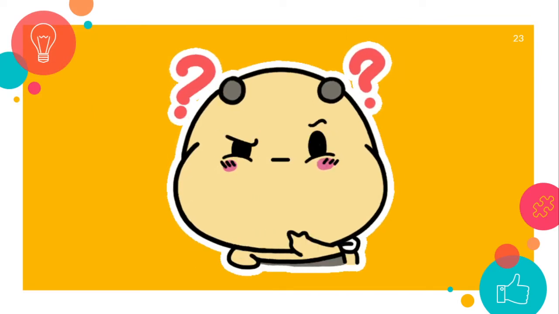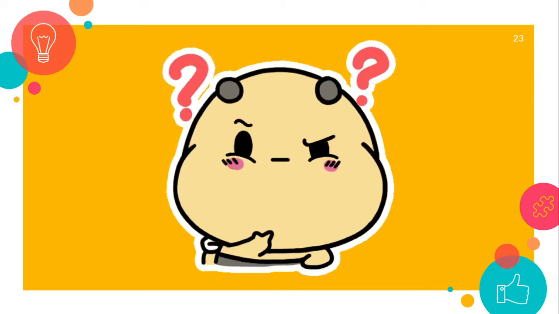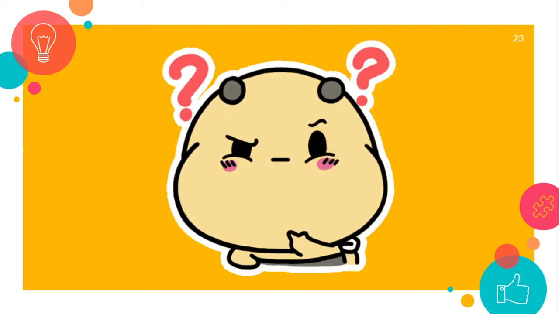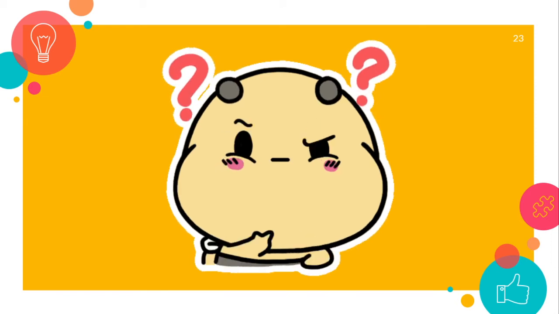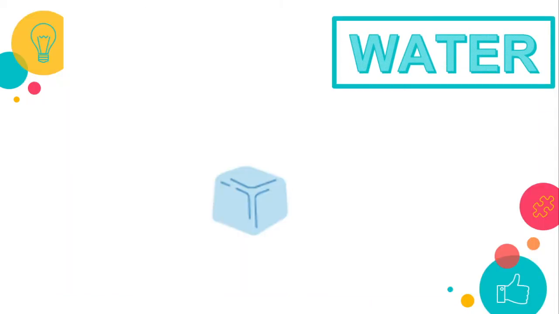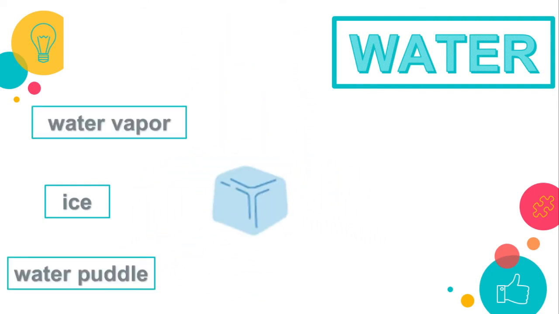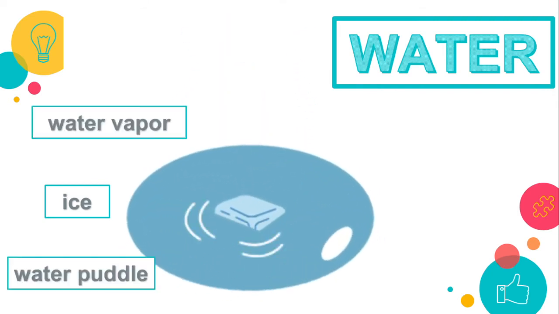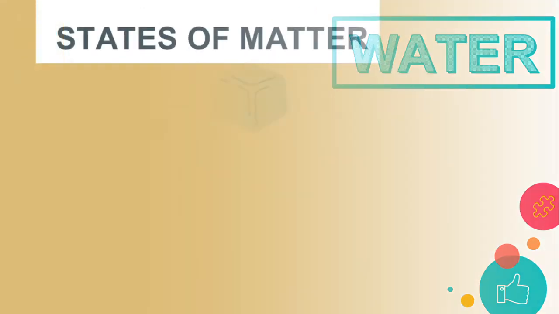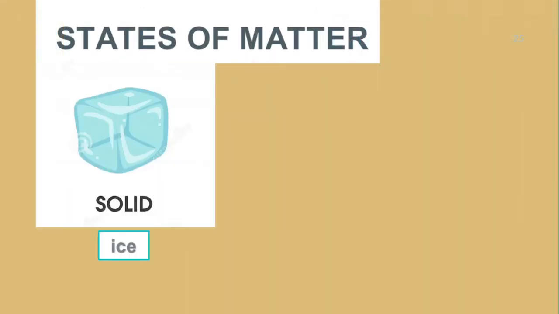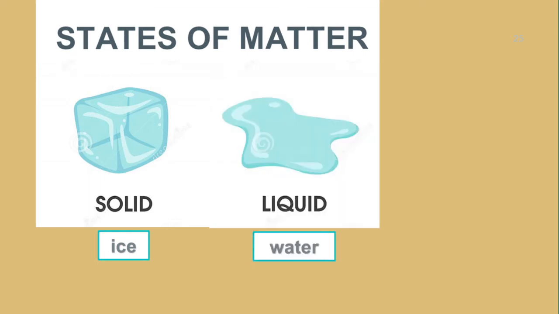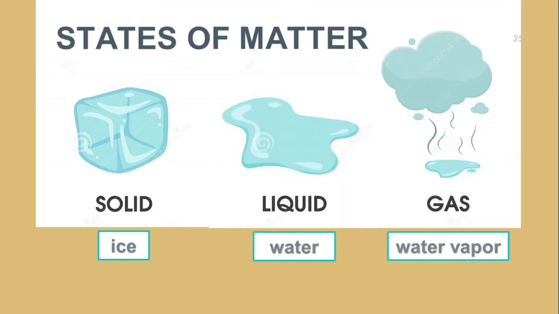Now, what is the most common substance that can be a solid, a liquid, or a gas? That's right, water. Water as ice, water as a puddle, and water as water vapor. So, water can be solid like ice, liquid like a puddle, and gas as water vapor.